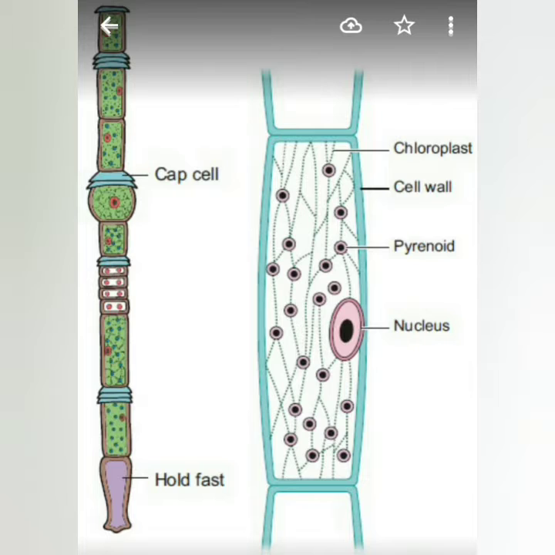And also the filaments are differentiated into three types of cells. In figure A, you can see they are differentiated into three types of cells. The basal cell here, the holdfast, we will talk about it later. The apical cell, that is the topmost cell, and also the middle cells. Many middle cells we can see here. These are three different parts of the thalloid plant body of the alga. We will talk about them one by one.